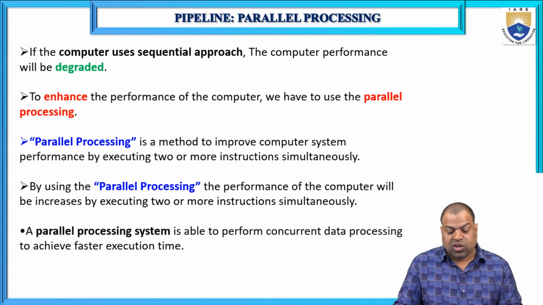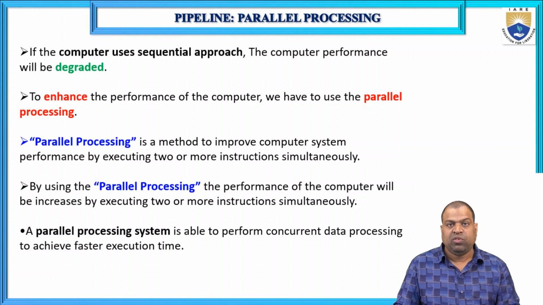If the computer uses the sequential approach, the computer performance will be degraded. To enhance the performance of the computer we have to use parallel processing. Parallel processing is a method to improve computer system performance by executing two or more instructions simultaneously, compared with serial processing. A parallel processing system is able to perform concurrent data processing to achieve faster execution time.